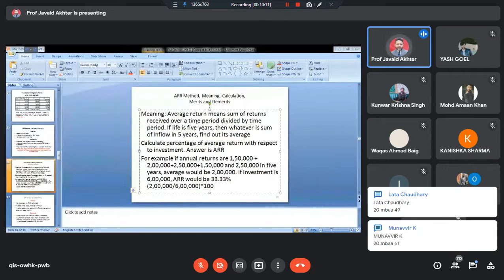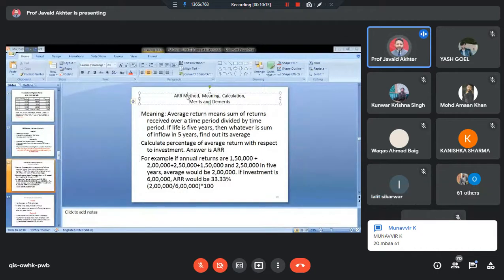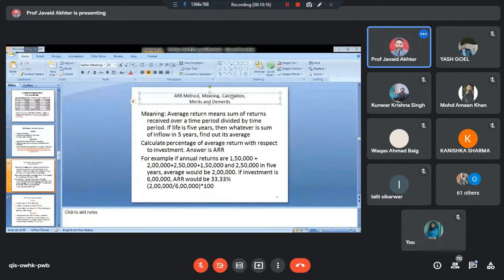Now, what remains? We have understood the meaning. We have also seen the calculation. Now we go to the rule. How do you decide which project should be accepted and which project should not be accepted, or which one should be given rank 1, which one rank 2? Naturally you have to calculate the ARR of all the projects in hand which you are analyzing, and the one which gives you more average return should be given rank 1, followed by the lesser one, and so on and so forth.